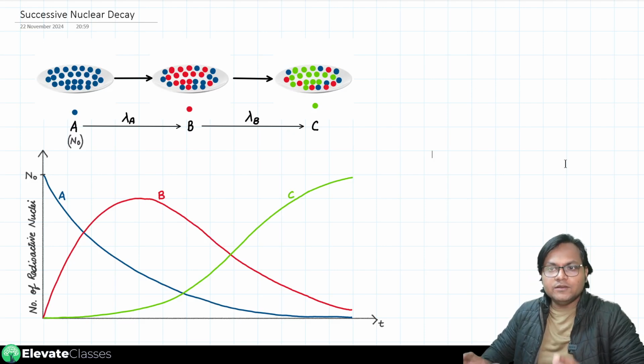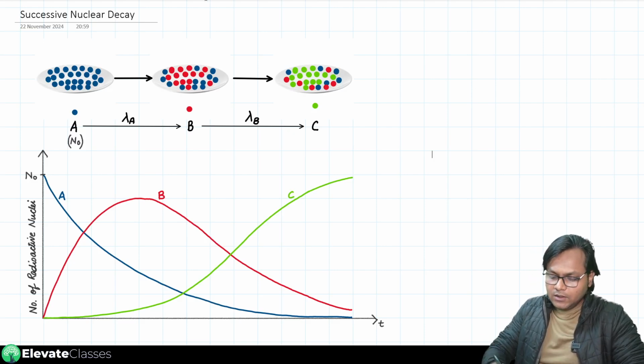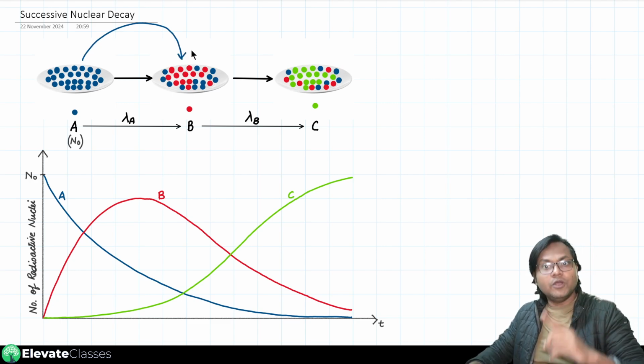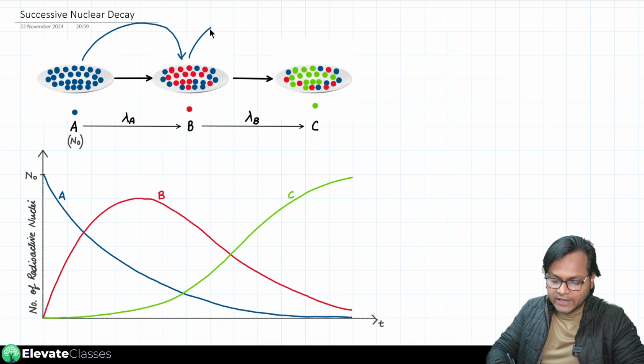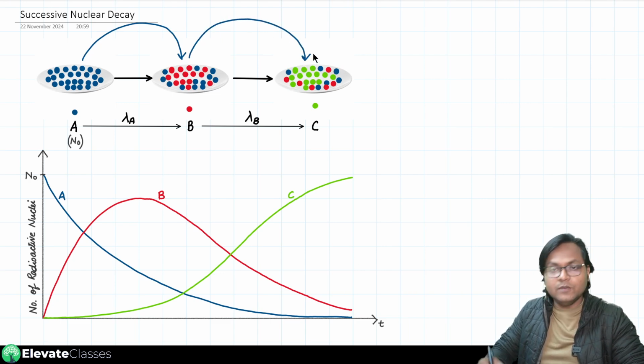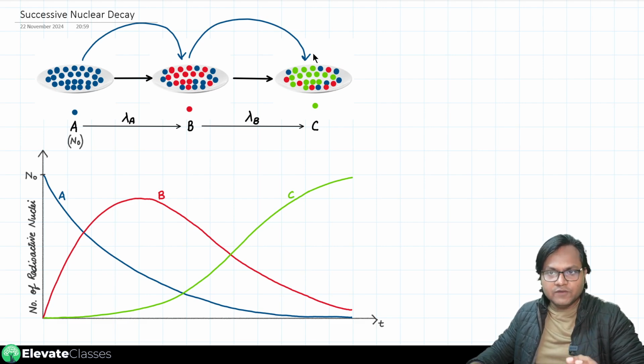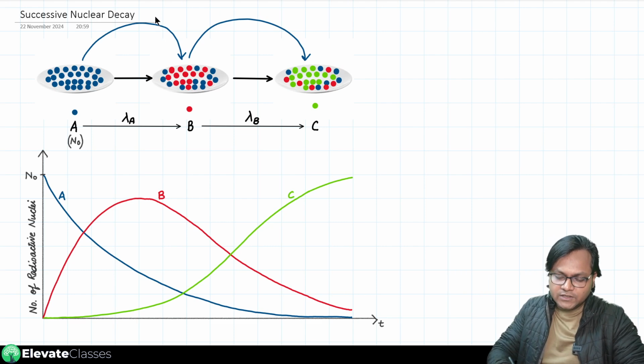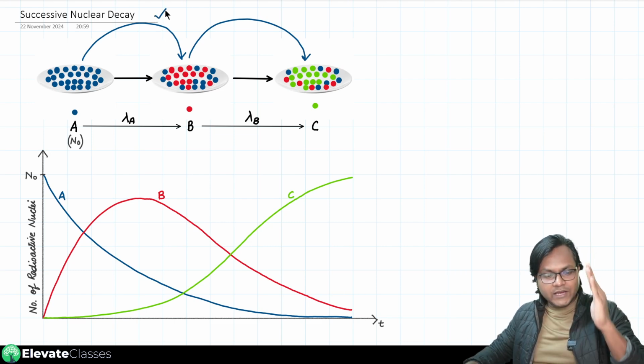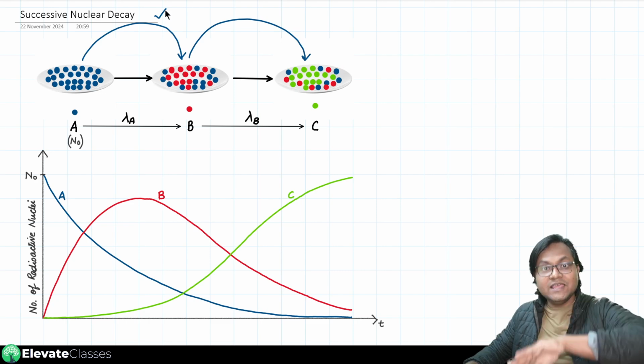Successive nuclear decay is when a radioactive nuclei decays into a daughter nuclei, which is also radioactive, that further decays into another stable daughter nuclei. Now, many of you who may have studied nuclear physics would have probably studied the first process, when a radioactive nuclei decays into a stable daughter nuclei.